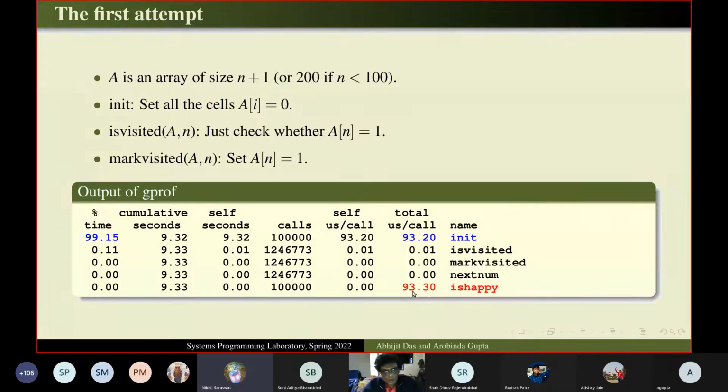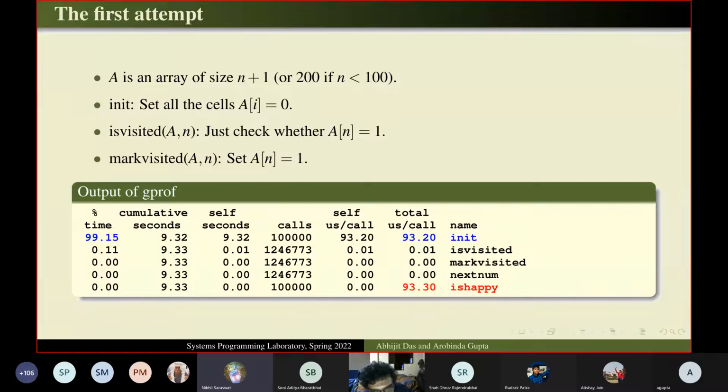So this array is good. Is visited is just a check for an array location. Mark visited is also very efficient, set that array location to 1. But this init is very costly because you have to set all the cells A[i] equal to 0. So I have to do something about this init function. I have to make it better. Agree? So that kind of collisionless hash table is not good.